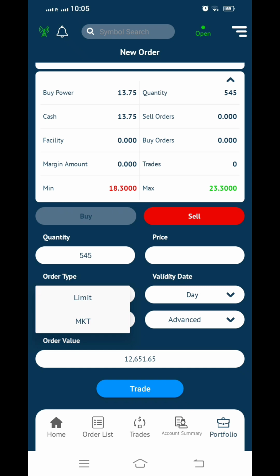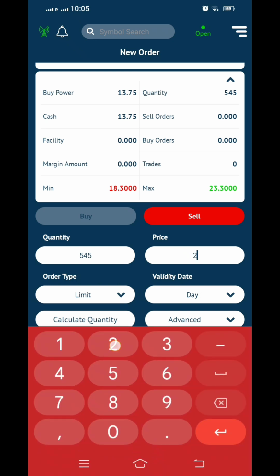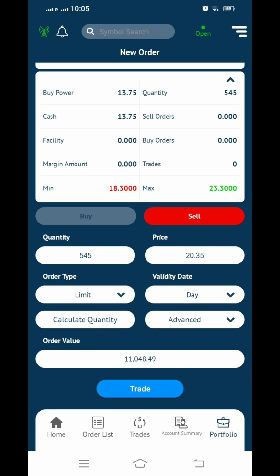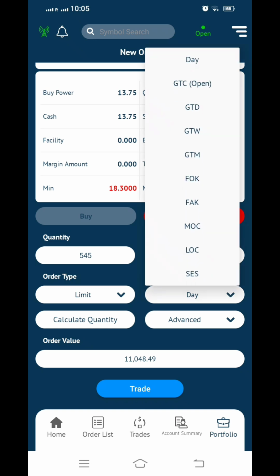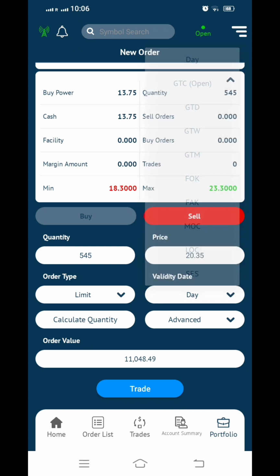From here two order types are available, limit order and market order. I'm selecting limit order. I already posted a video on what limit order and market order are, so you can go and look there. For a limit order, we put the price we require, and for a market order, we go with whatever is trading on the market. The validity date I am selecting is day. If you want week or month, you can select that also.